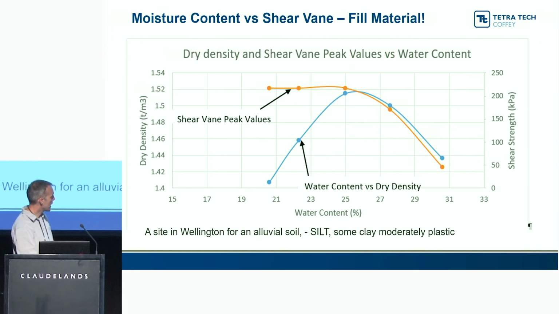As soon as your moisture starts to increase too much, not only does your dry density drop, but your shear values plummet. So here you're looking at going from over 200 kPa shear strength, with about a 4 or 5% increase in moisture, down to 50 kPa or potentially less. So it's a huge drop at a relatively small change in moisture content.